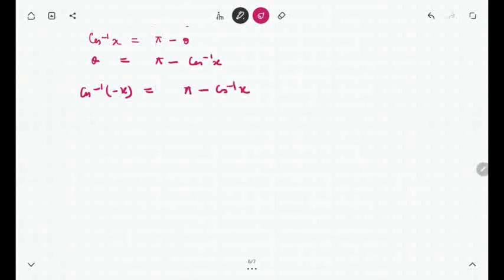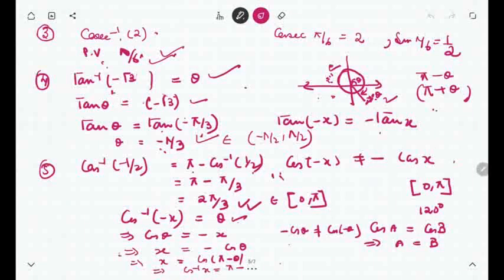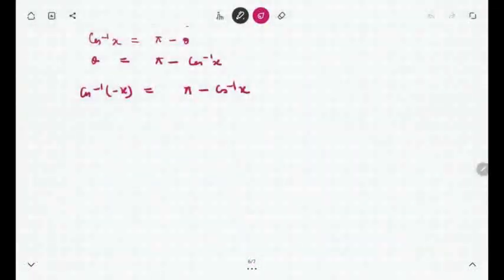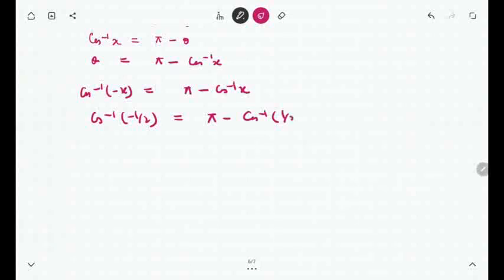So the question was cos inverse minus 1 by 2. Cos inverse minus 1 by 2 is equal to pi minus cos inverse 1 by 2. The minus is here but with pi, and this implies pi minus pi by 3, which is equal to 2 pi by 3. This is your principal value.